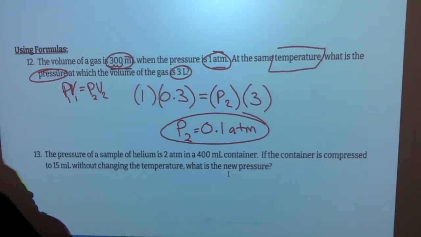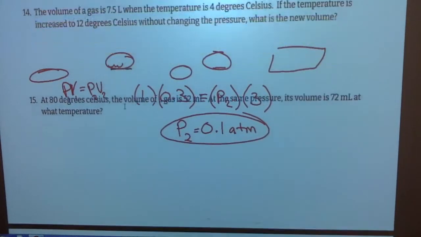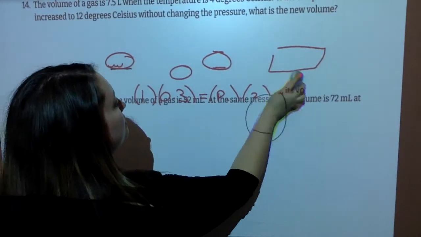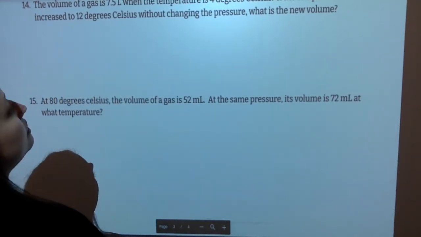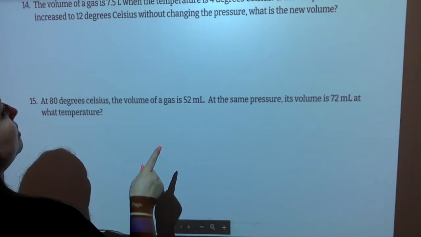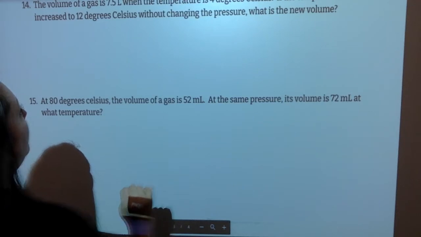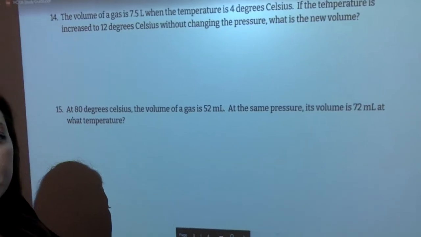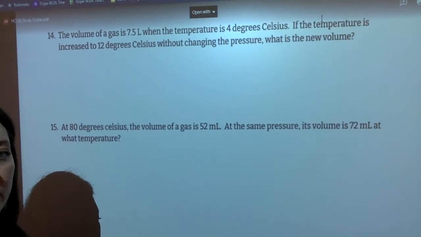So let's do another one. Let's go down to one that's not going to be Boyle's law. So let's erase this. Okay. Let's see. We're not changing pressure, so this is just volume and temperature. Yeah, okay. So this one's going to be Charles' law. I'm going to do number 14.